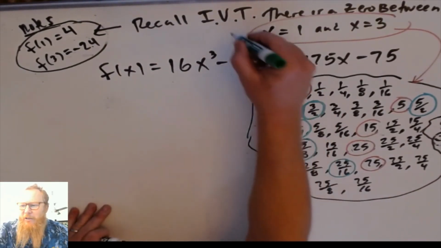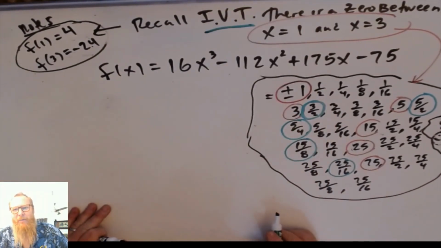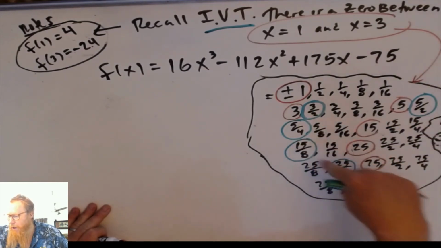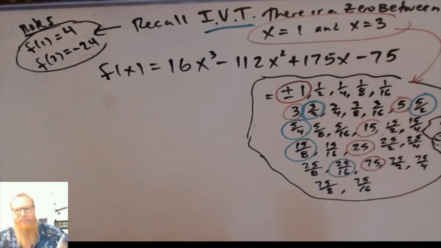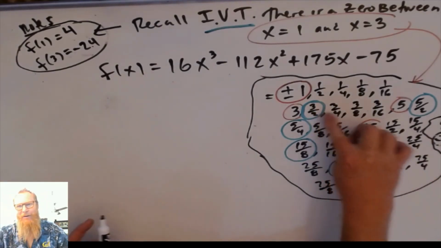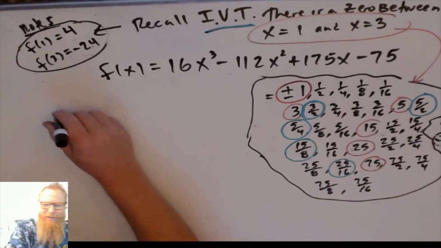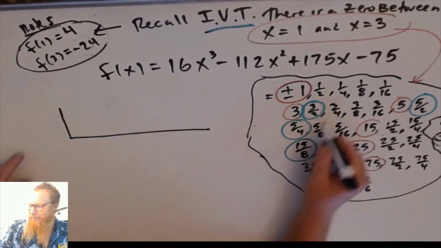So by using the intermediate value theorem, I now know that one of these 4 numbers has to work. I've only got 4 candidates that are between 1 and 3. So I'm just going to take them in order. If you have a feeling, go ahead, but I'm just going to go in order.